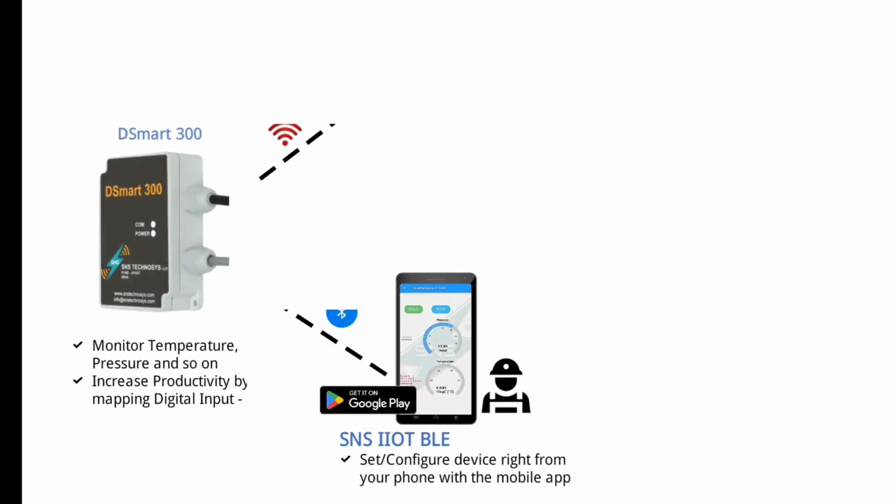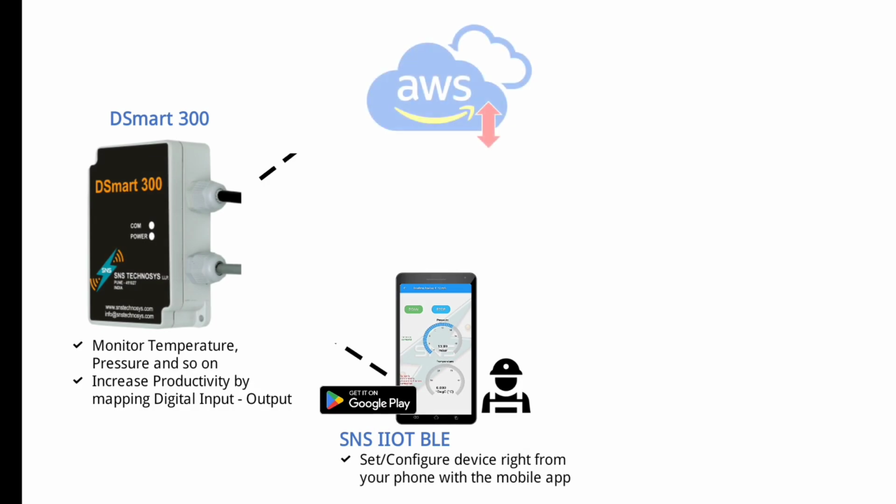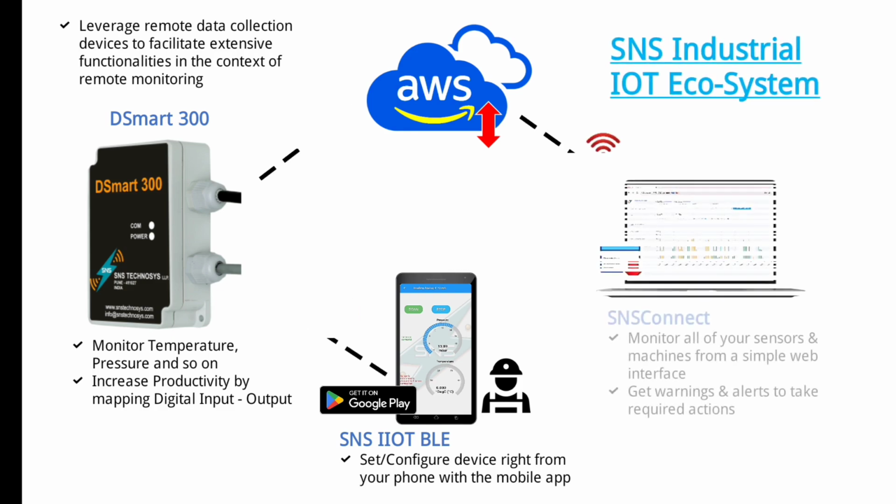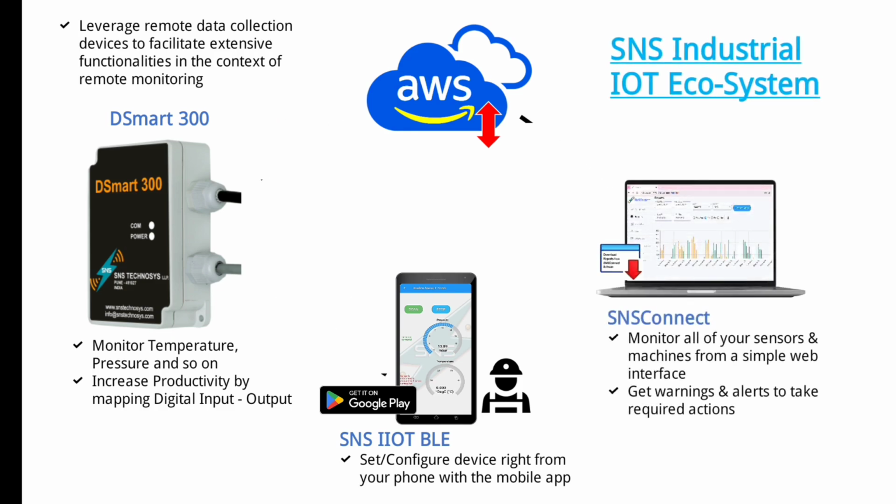Configure your device using the SNS IIoT BLE app, enabling data transmission to the cloud via Wi-Fi. In case of Wi-Fi issues, a 16GB SD card stores samples, ensuring seamless data transfer to the cloud once the connection is restored. Experience the journey as data culminates on the SNSConnect web server.